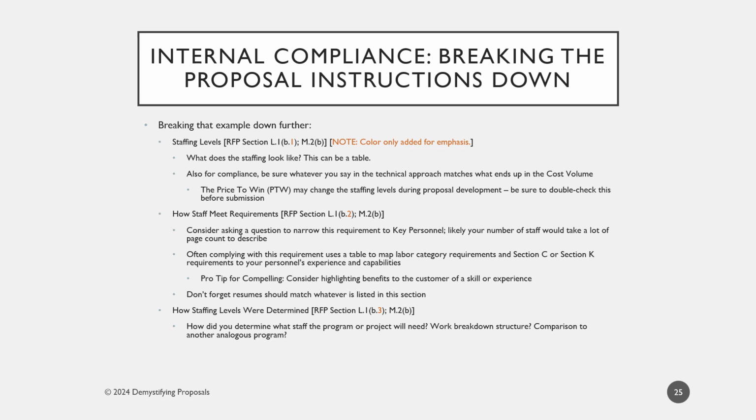And then how staffing levels were determined. So that might be the next section of the management. So there you want to talk about how did you determine what staff the program or project will need? Did you develop a work breakdown structure? Did you do a comparison to another analogous program? How did you determine your staffing levels? Again, whatever you put here needs to be reflected in the cost volume, or whatever's in the cost volume needs to be reflected here.